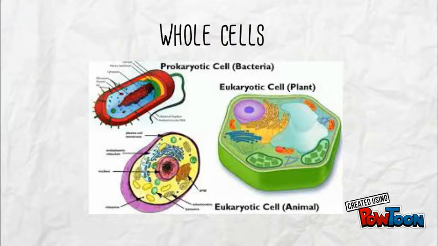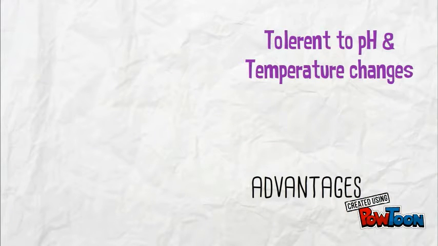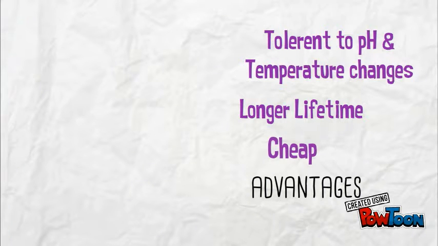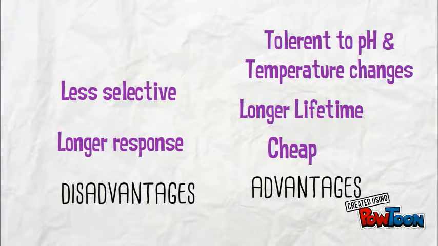Cells are often used in bioreceptor because they are sensitive to surrounding environment and they can respond to all kinds of stimulants. They are more tolerant to pH and temperature change, leading to longer lifetime and definitely a cheaper source than enzyme. However, they may need longer response time as substrate needs to diffuse into cytoplasm and less selective. Whole cells are commonly used to detect global parameter like stress condition.